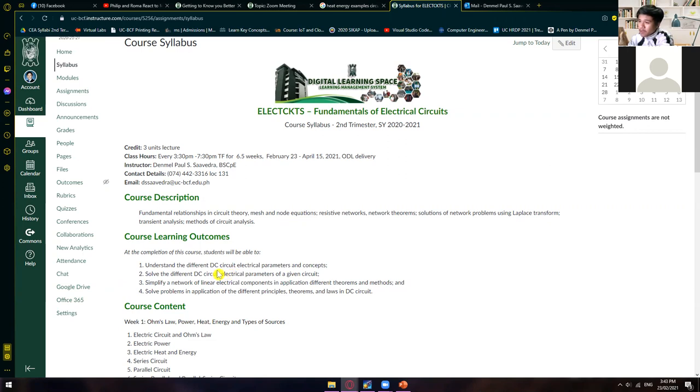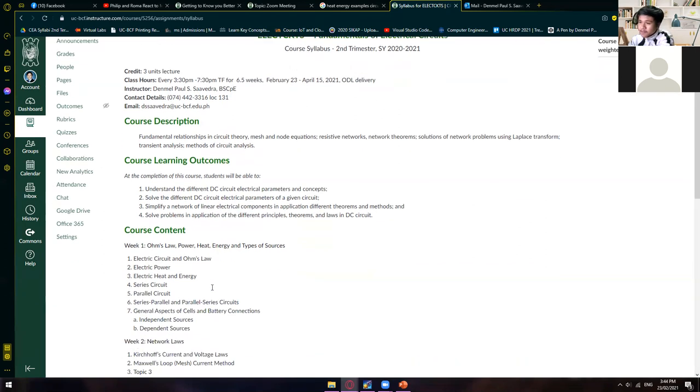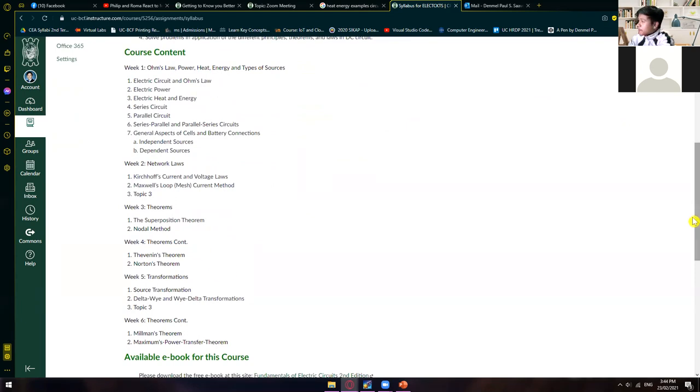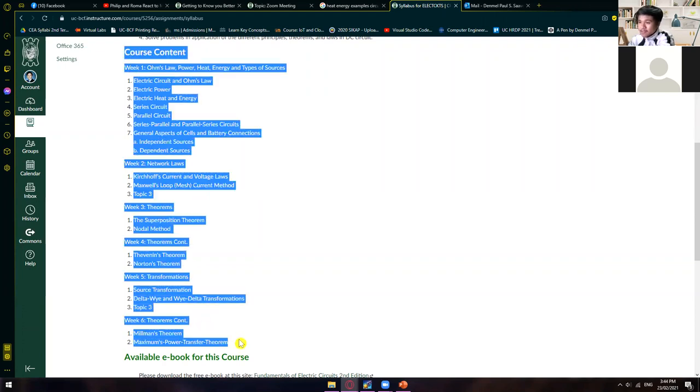So we'll talk about the electrical parameters and concepts, electrical parameters at a given circuit, simplifying a network from linear electrical components in application of different theorems and methods, and lastly, solving problems in application of different principles, theorems, and laws in the circuit. This is the most important part when it comes to learning about things in one subject. You guys must be aware of the syllabus of one specific subject. In this subject, we have this coverage.